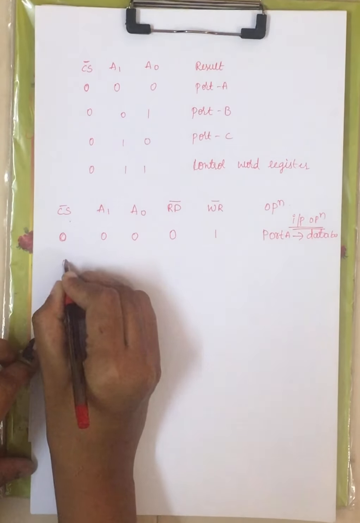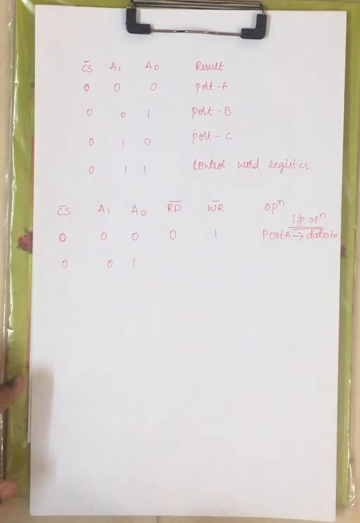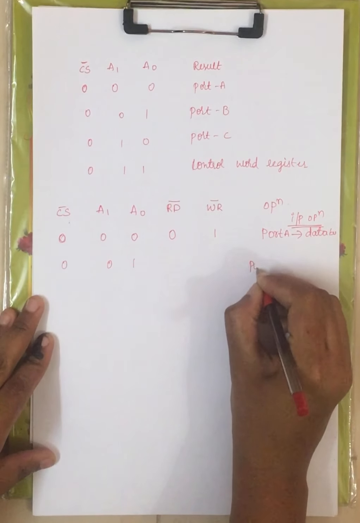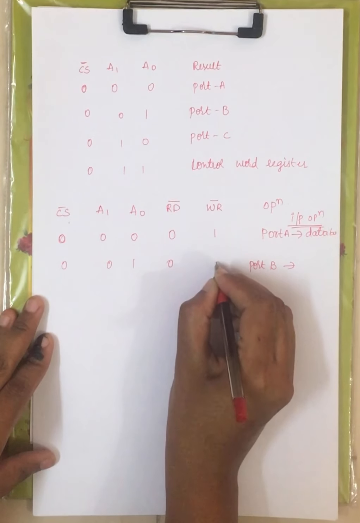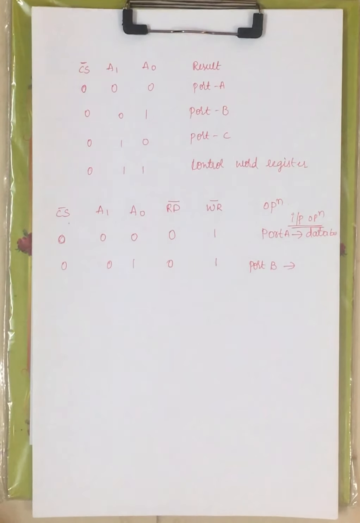Now 0, 0, 1. When CS bar is 0, A1 is 0 and A0 is 1, which port is selected? Port B is selected. Now RD bar is 0 and the write signal is 1. What is the operation that is to be performed for these particular values of the control signals?